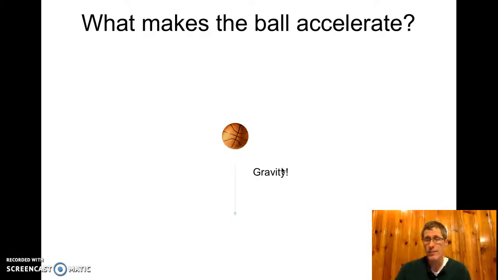Now, let's think about what happens to a ball when it's flying through the air. Gravity is acting on it. That's the only force that's acting on it, and it's pulling it downwards. It's always pulling it downwards, so the ball will always accelerate downwards.